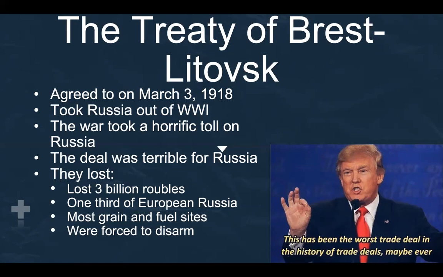What happened was Trotsky, Lenin's right-hand man, orchestrated a ceasefire on 15th of December 1917 and initiated talks. Trotsky began to stall for about 3 or 4 months because he was hoping Germans back in Berlin would see the revolution in Moscow and take up arms as well. Unfortunately, this did not happen, and so he eventually agreed to a deal that involved a loss of 3 billion rubles, 1/3 of European Russia, so that's European Russia west of the Caucasus Mountains, the majority of their grain and fuel sites, and they were forced to disarm the Russian military.